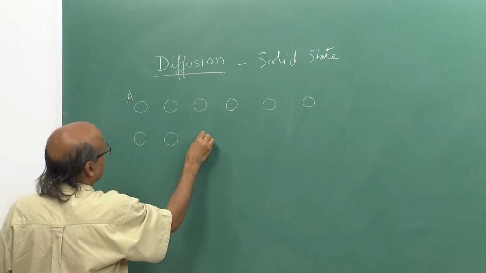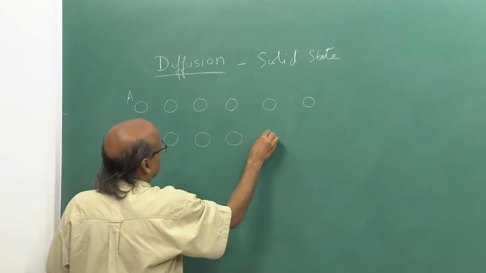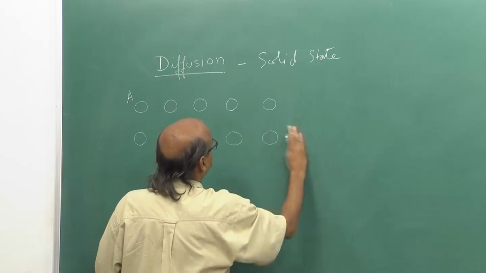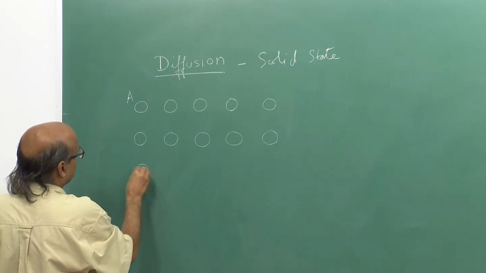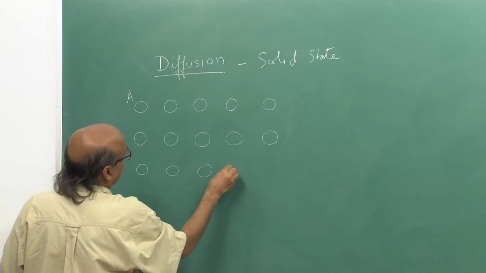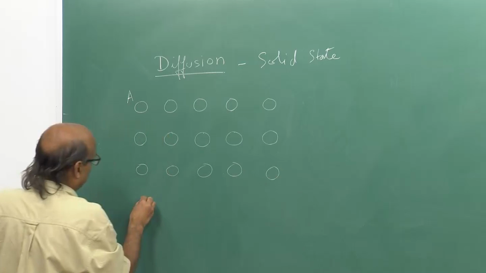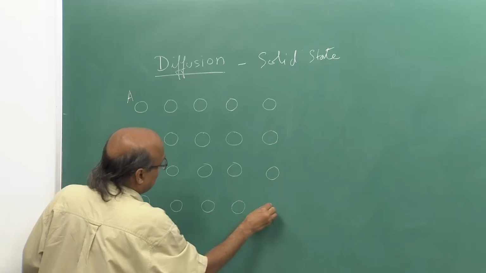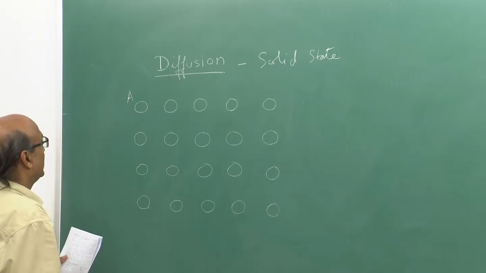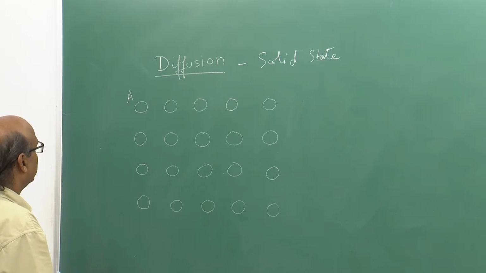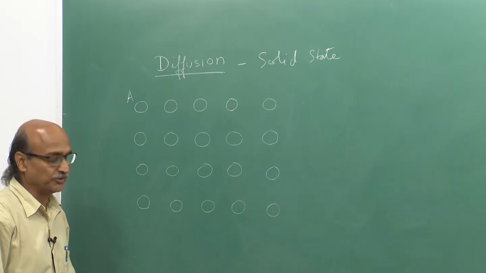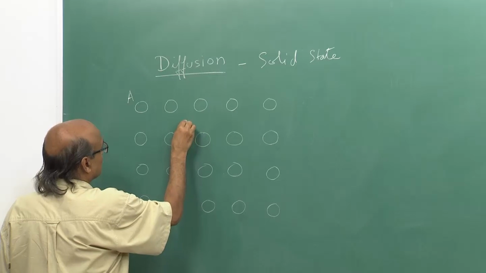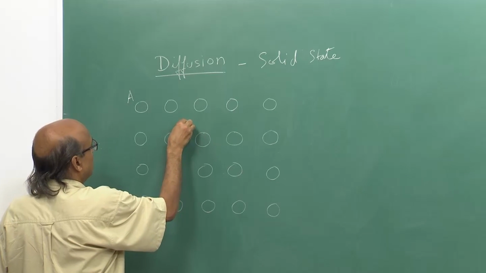Here we will just take a two-dimensional view of this to understand diffusion. So, one possibility in the solid state is, suppose along with these A atoms we also have B atoms in an interstitial solid solution, which means the B atoms are located at some interstitial site. So, for example, I have a B atom located here.